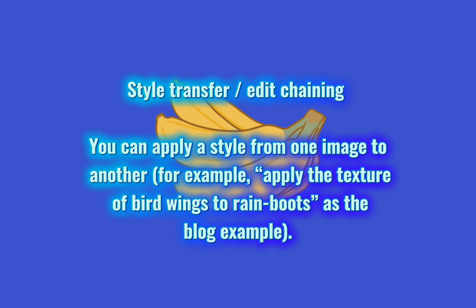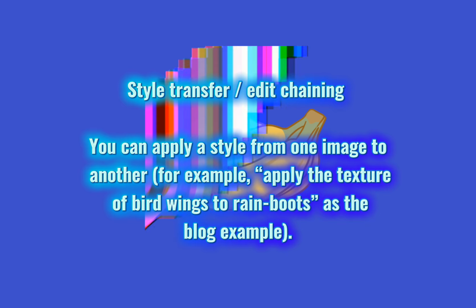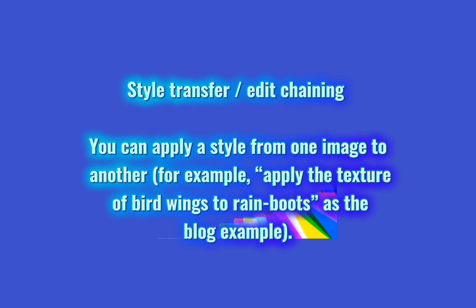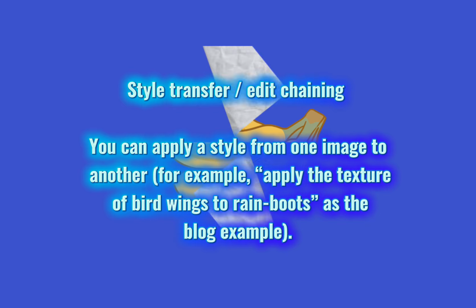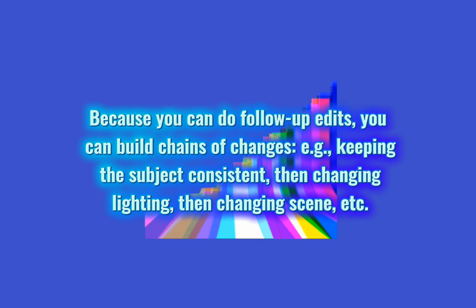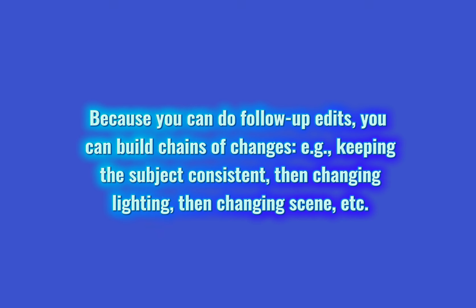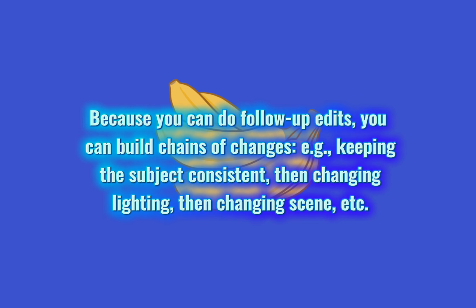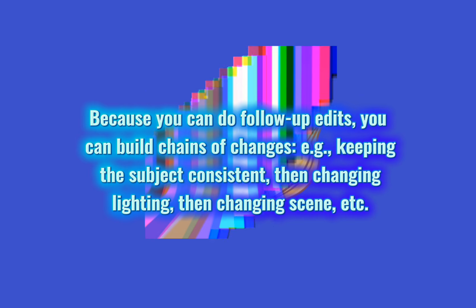Style transfer edit chaining. You can apply a style from one image to another. For example, apply the texture of butterfly wings to rain boots as the blog example. Because you can do follow-up edits, you can build chains of changes, for example, keeping the subject consistent, then changing lighting, then changing scene, etc.